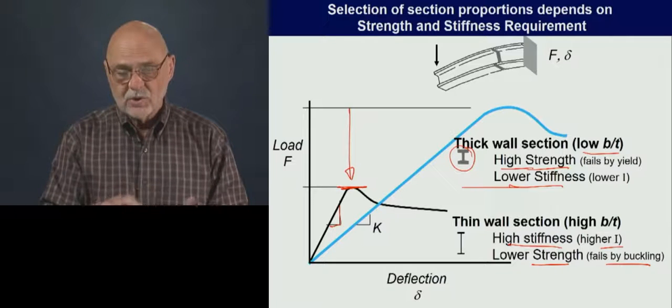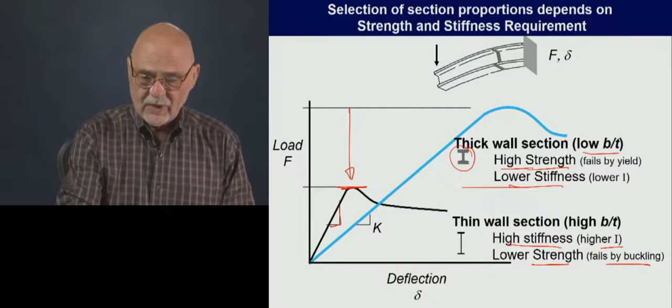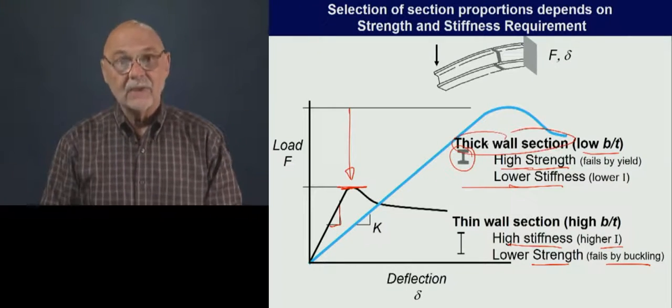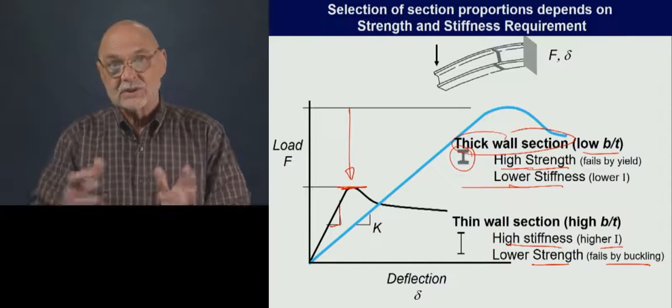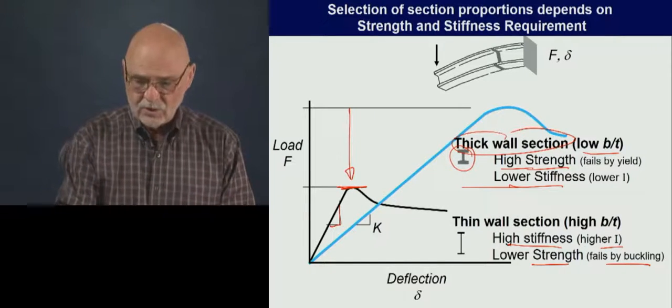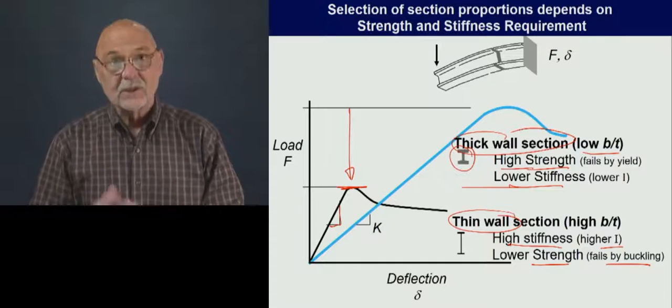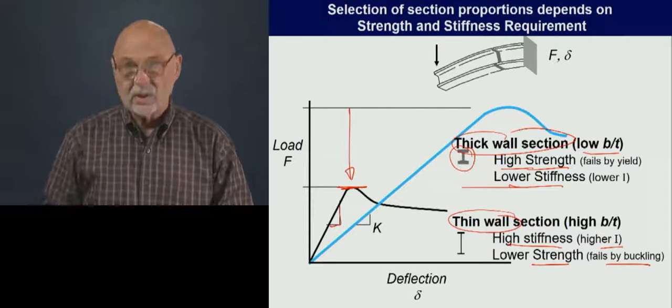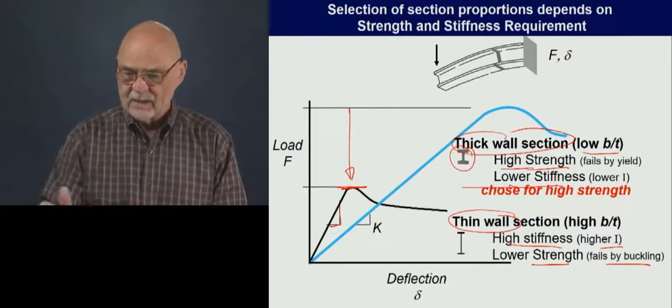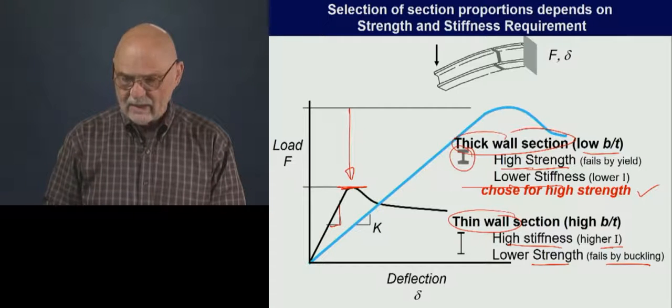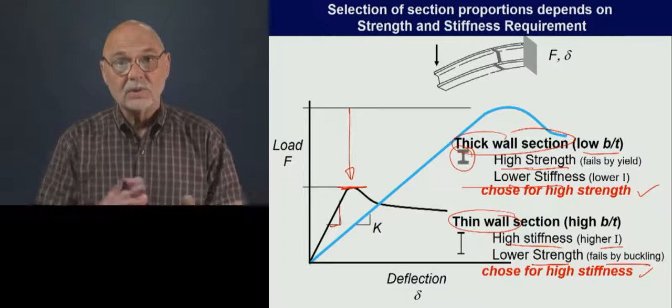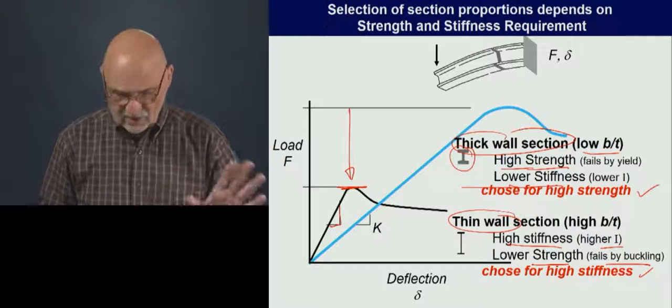Okay, so we would choose a thick wall section if strength is really important to us and stiffness is not so important. We would choose a thin wall section if stiffness is really important and strength not so important. Okay, so that's the way that we would judge which kind of a section to choose in general.